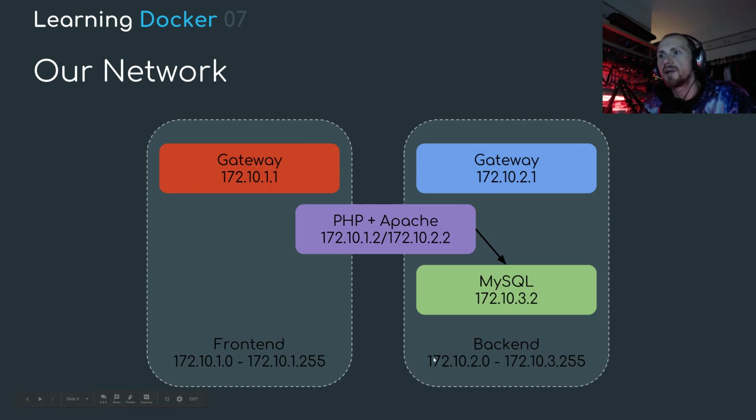And on our second backend network, we have the IP range 172.10.2.0 running through to 172.10.3.255. On that network, we have a gateway sitting on 172.10.2.1 with a PHP and Apache instance sitting on 172.10.2.2 and a MySQL instance sitting on 172.10.3.2.